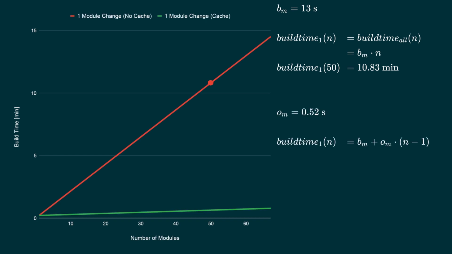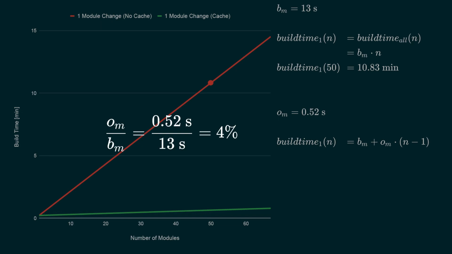With the build cache, the build time for a one module change is also growing linearly. The O_M parameter is the cache overhead. This is the time per cached module to retrieve the output from the cache and run the non-cacheable goals. It is usually orders of magnitude faster than building a module. For our example project, the overhead is half a second. This is only 4% compared to building it.